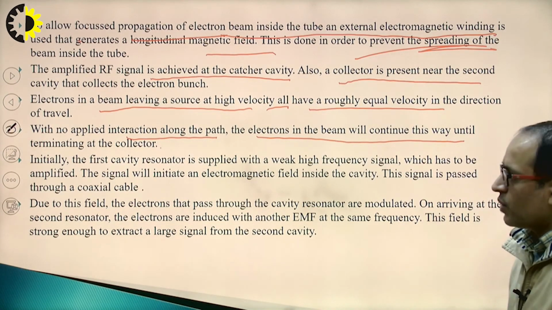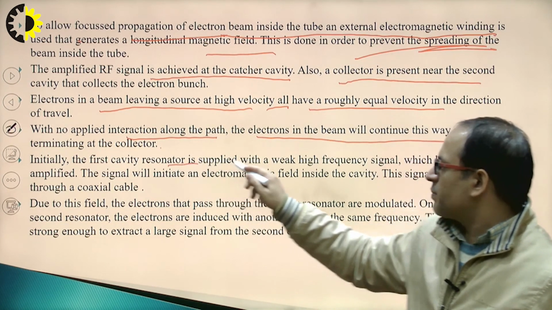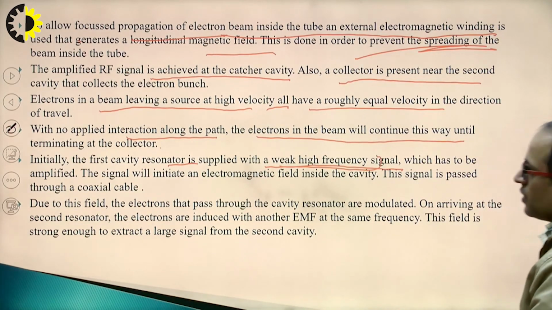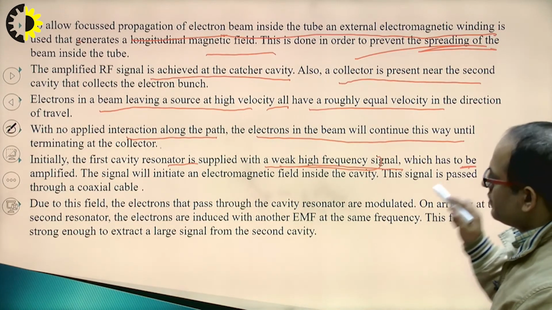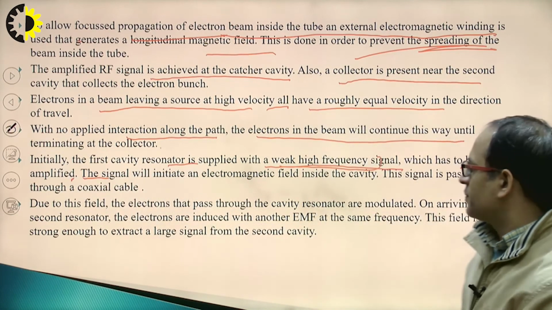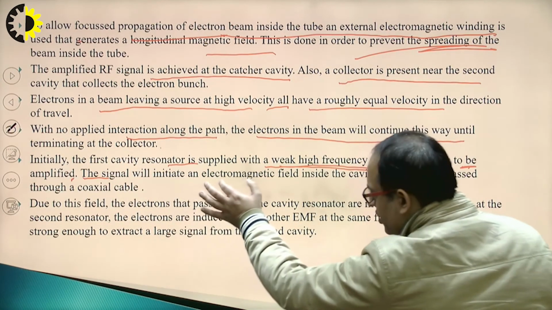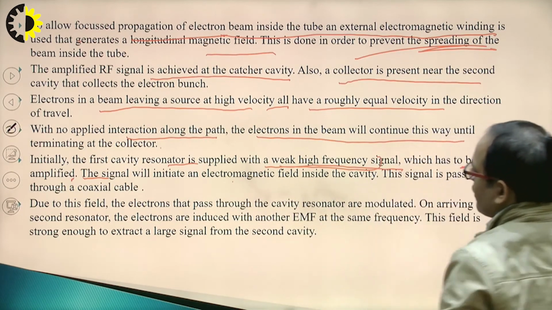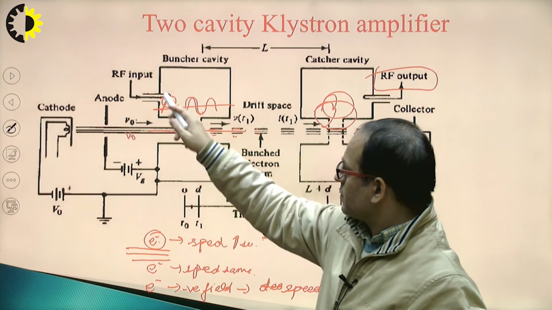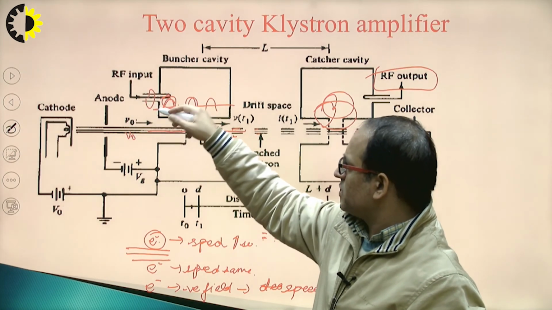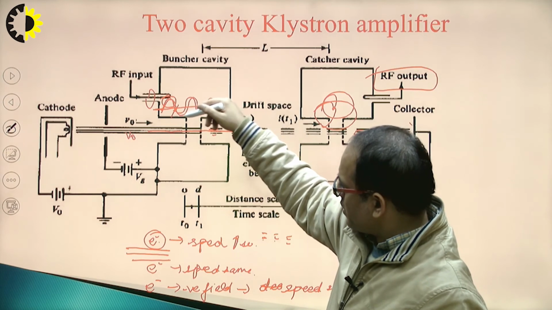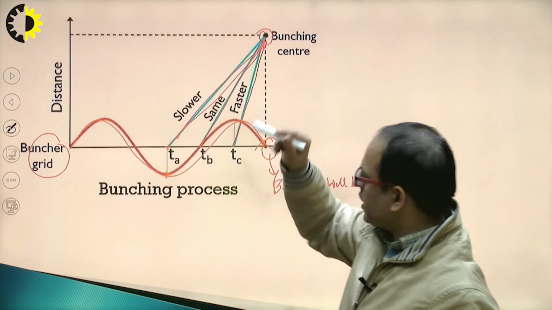Now see this one, how the first cavity resonator is supplied with a weak high frequency signal, which has to be amplified. Clear? So this signal will initiate an electromagnetic field inside the cavity. When you see here that input is provided, this will create what? Electric field, and sometimes it becomes positive and sometimes it becomes negative.